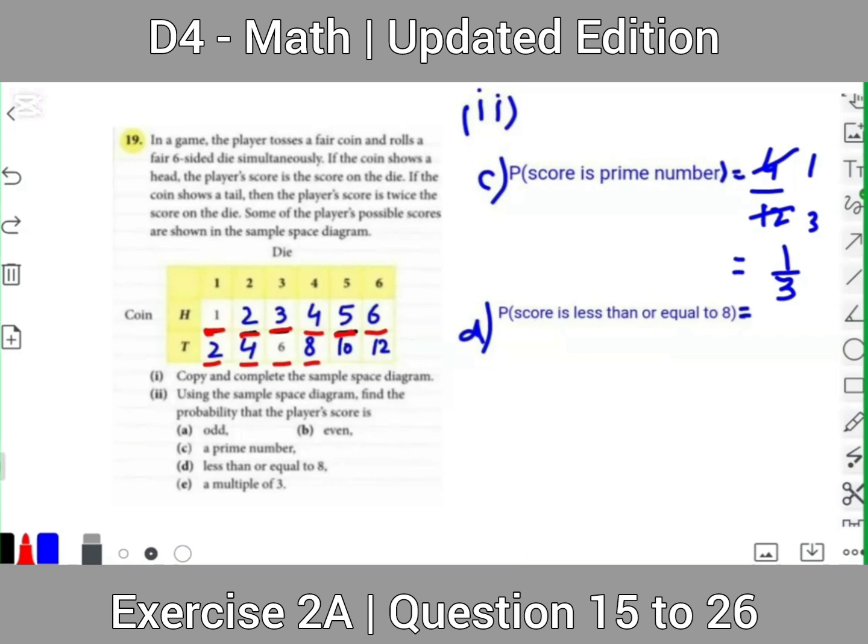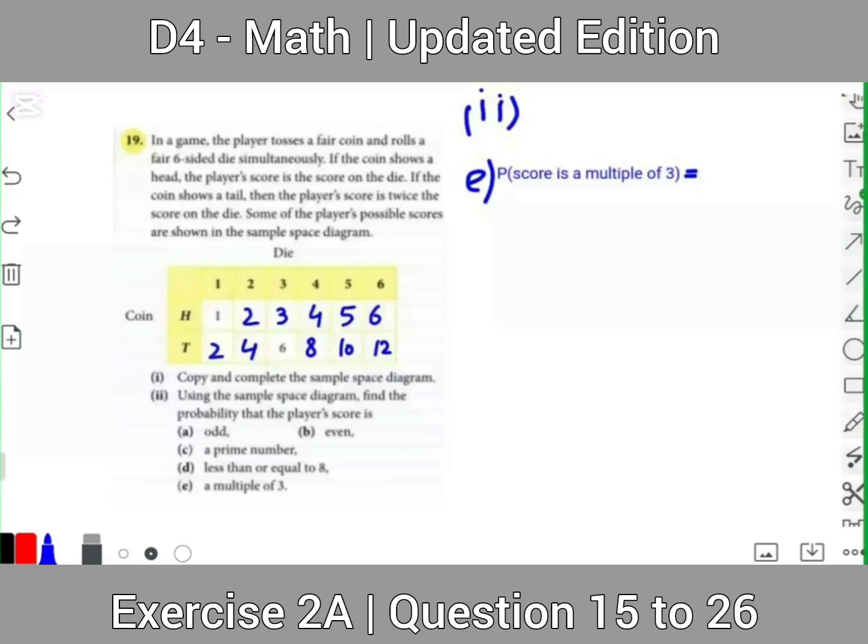So the number of favorable outcomes is 10, and the number of total possible outcomes is 12. So it will be simplified to 5/6. So the probability that the score is less than or equal to 8 is 5/6.